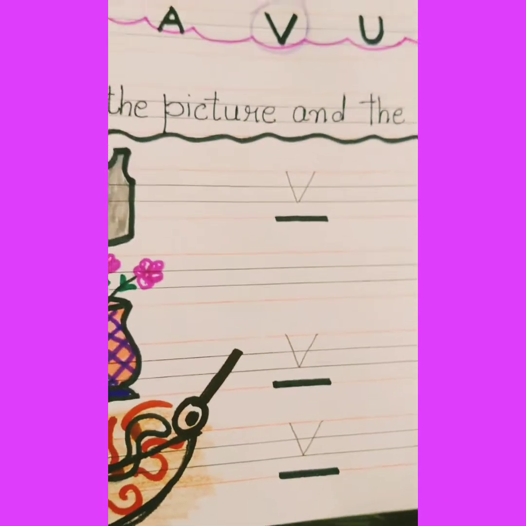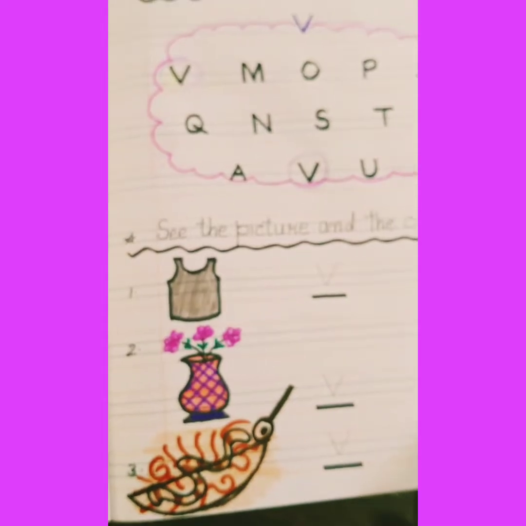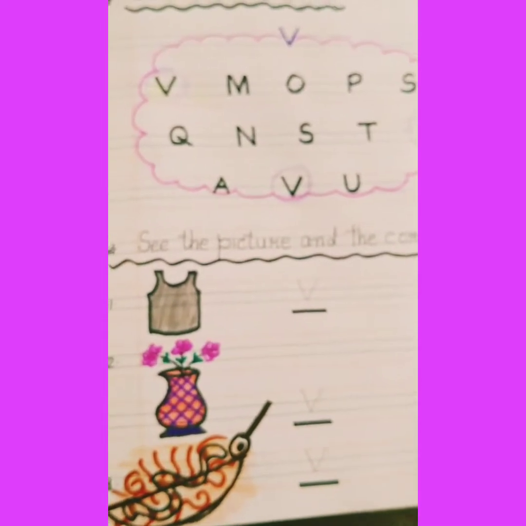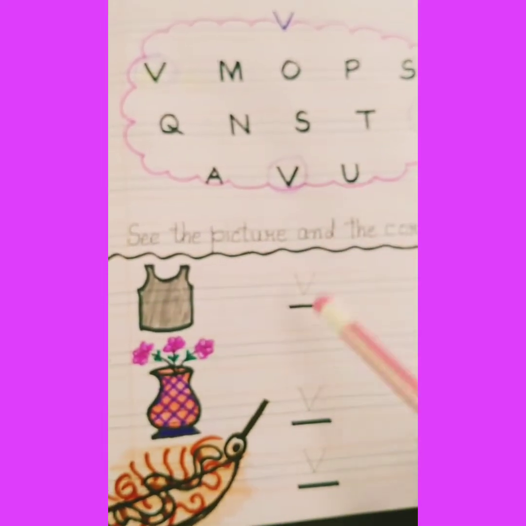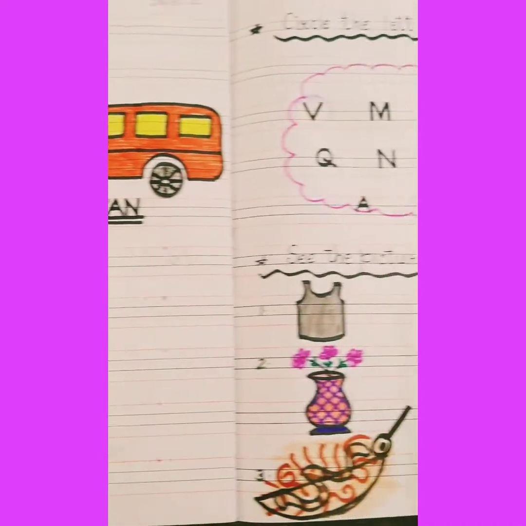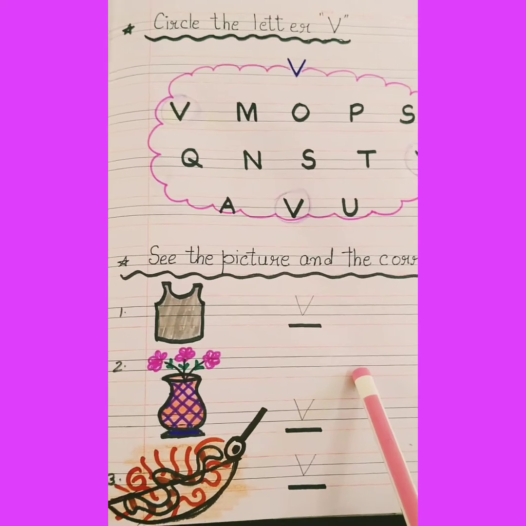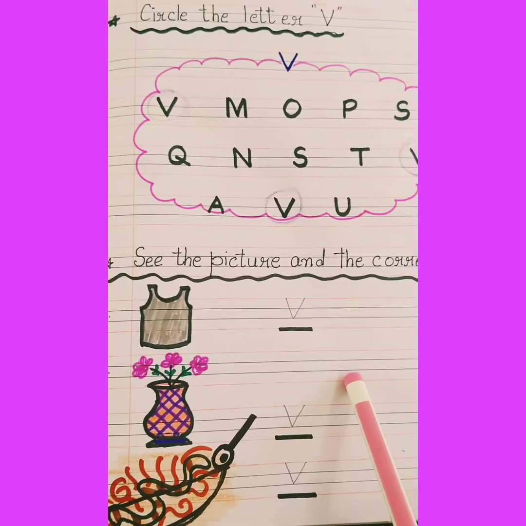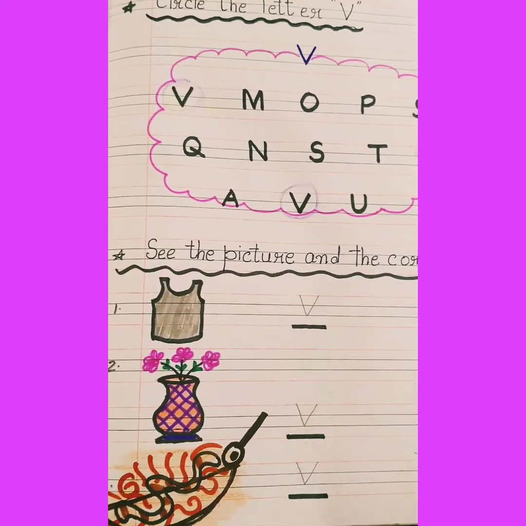Okay, so this is our homework page. So kids, like this you have to complete both activities. Okay, so kids, this is your CW work and this is your homework work. Okay, so do your homework and CW with good handwriting and with proper formation.